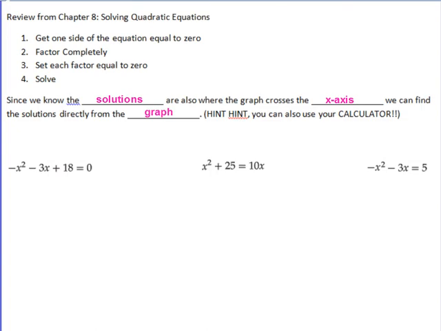Alright, so review from Chapter 8. Remember, we've done this before. Get one side of the equation equal to 0, factor it, set each factor equal to 0, and then solve. But now, since we know that solutions are also where the graph crosses the x-axis, we can find the solutions directly from the graph. So you can either draw a graph, or we can make it real easy and you can use your calculator.